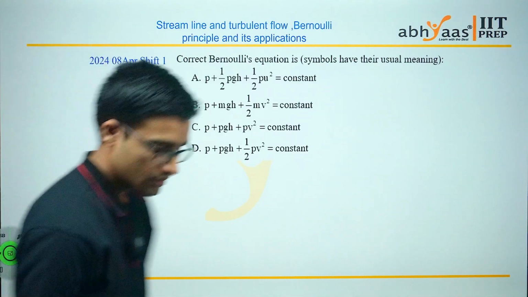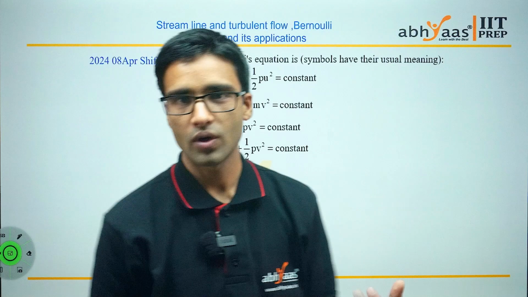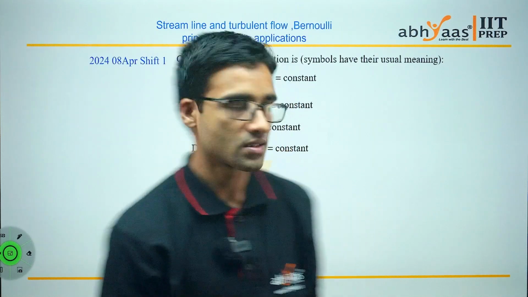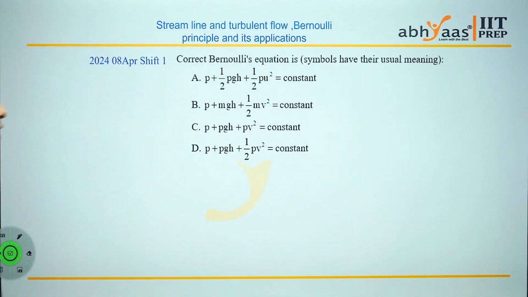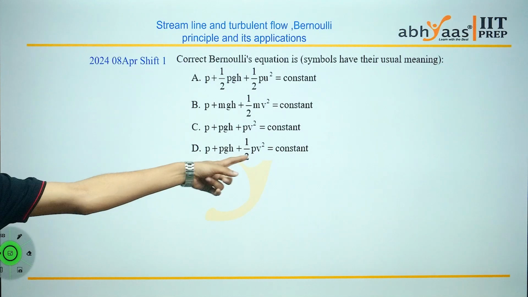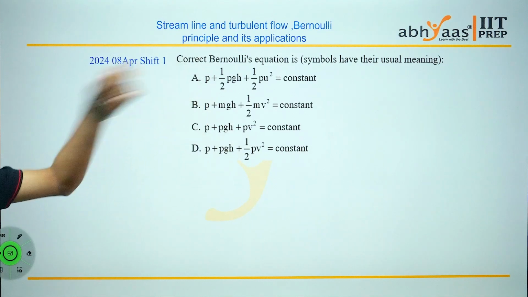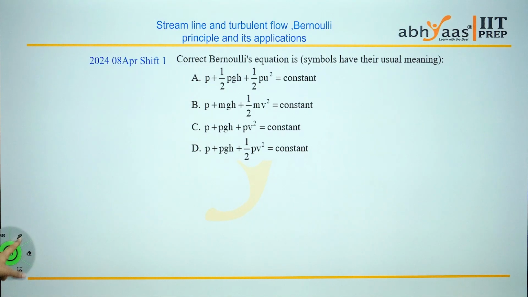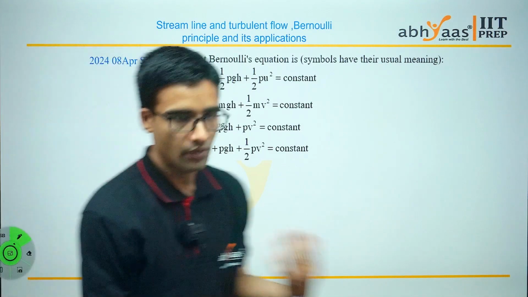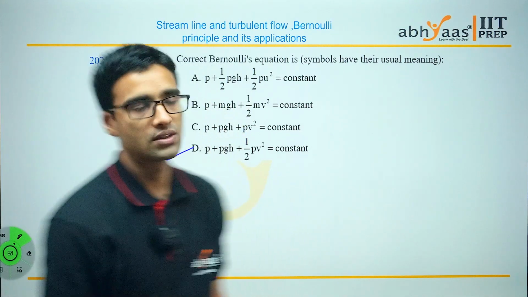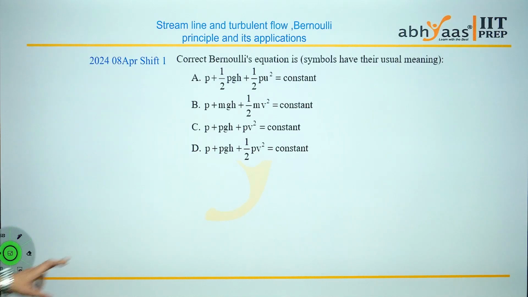So next one is very easy. So no calculation, nothing, just remembrance. So what is the answer? So you know that P plus rho g h plus half rho v square is equal to constant is the correct Bernoulli's equation. So just by seeing the options, you will get the answer. So no need of calculation, nothing, just a remembrance. Now going to the next question.